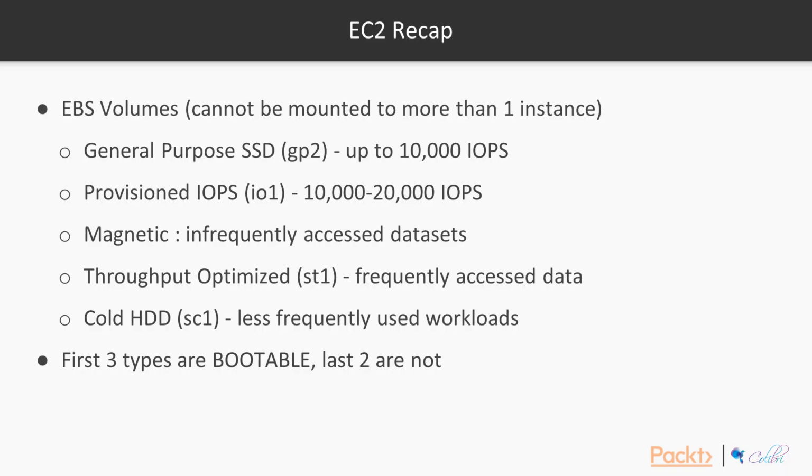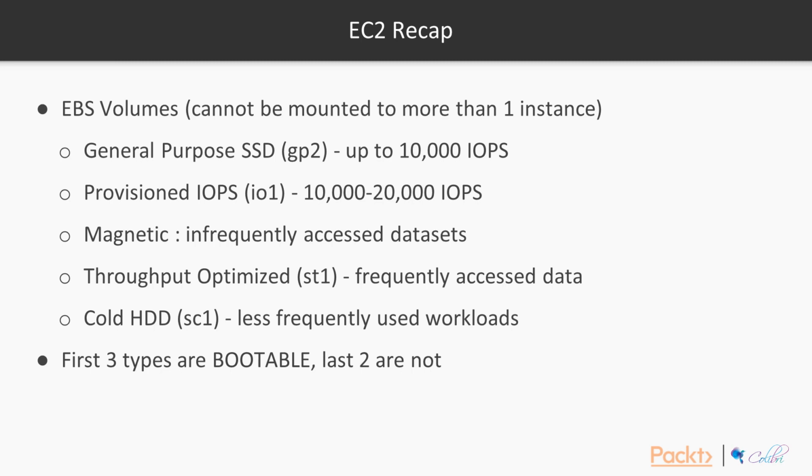Then we move on to EBS volumes, which are persistent blocks for storage. Then you have to think about whenever you have an EBS volume, it can only be mounted to 1 instance at a time. You cannot have 2 instances sharing the same EBS volume. To do that, you would need to use EFS. There are 5 different types of EBS volumes available at the present.